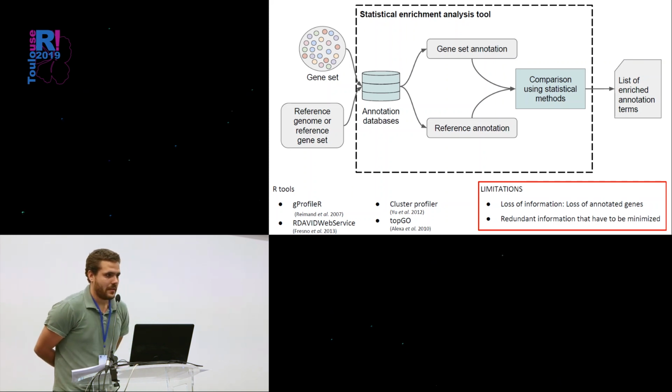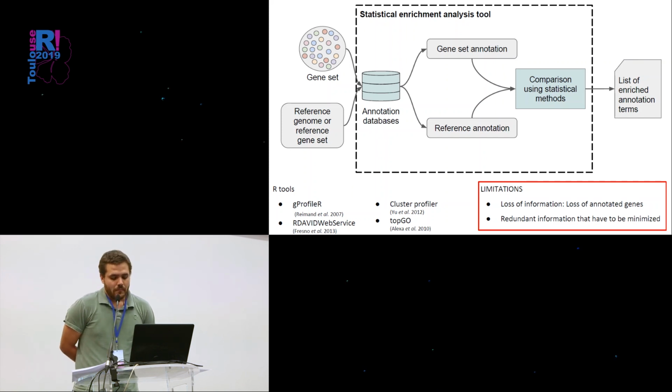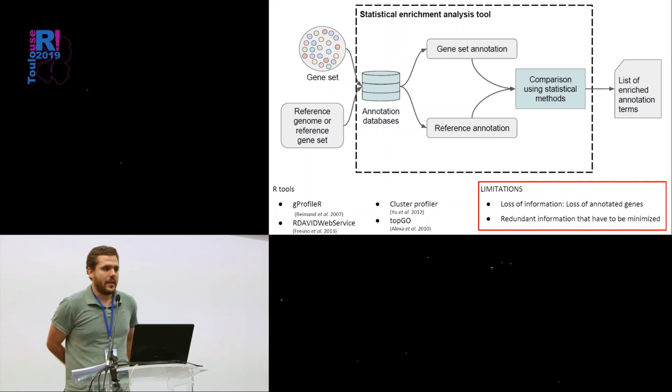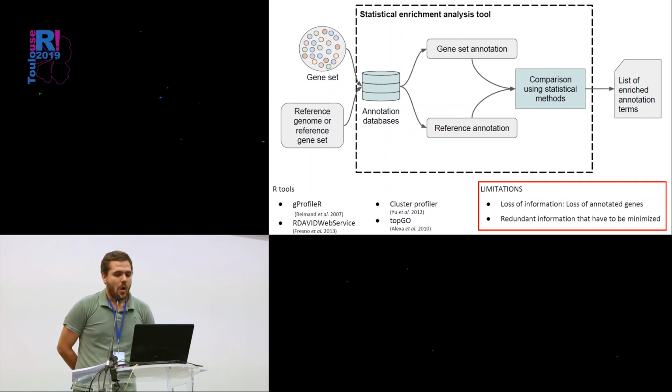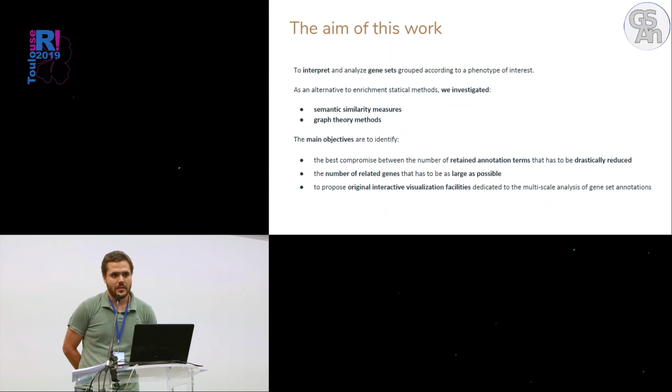But there are two main limitations. The first one: this method only highlights the very well annotated genes, discarding information of the very poorly annotated genes, obtaining at last a loss of information because we have a loss of annotated genes. And the other issue is that this method considers the relation between the genes and the annotation without considering the structure of the annotation that can be stored, providing redundant information. And we need to use post-treatment analysis to minimize this information.